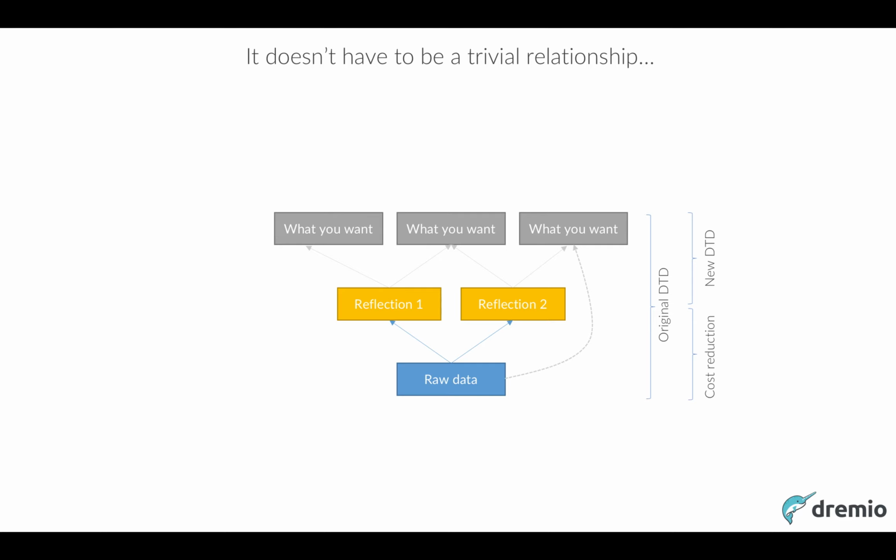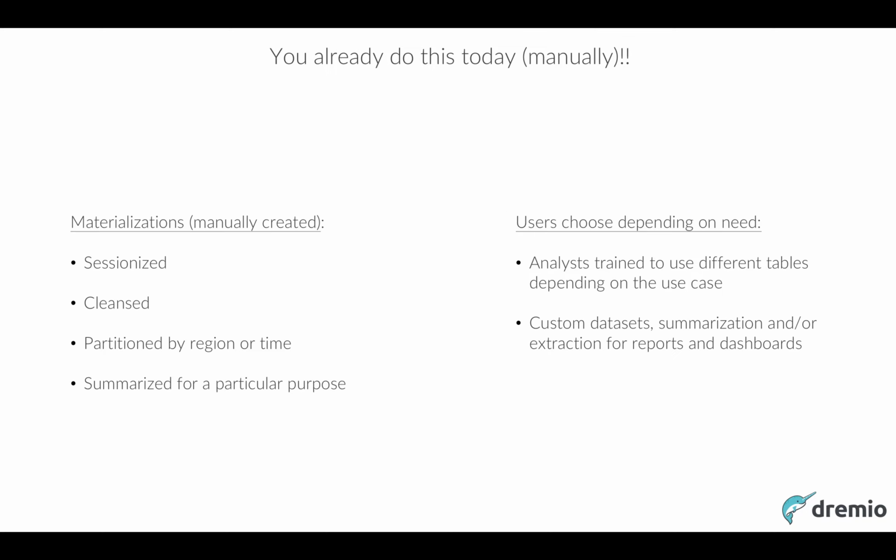Here's another example. It doesn't have to be that trivial of a relationship. So in this case, we have two reflections that have been created based on the raw data. And you can see here one of the questions, the one on the top right here, can be answered, or can be constructed, by looking at both the second reflection, as well as the raw data. And that may be cheaper than going against just the raw data, right? So this is an example, and you see several examples here, where answering a specific query, the what-you-want boxes at the top, requires data from more than a single reflection, as we saw earlier.